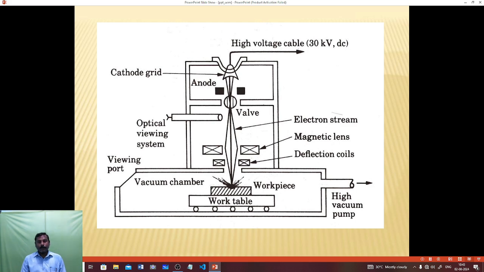The main components of this process are the electron stream, magnetic lens, and deflection coils. Here the anode and cathode are also used. The vacuum chamber is the main part of the process.